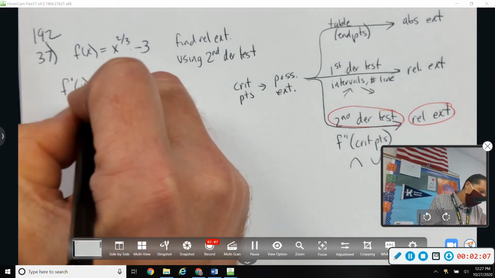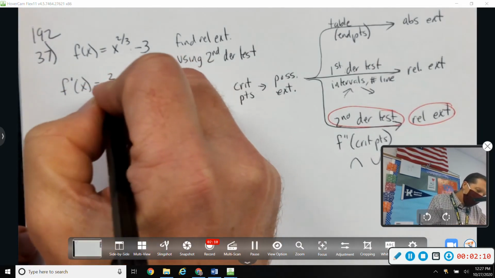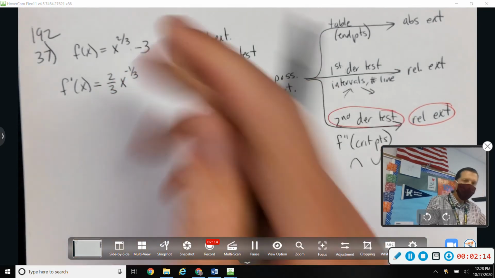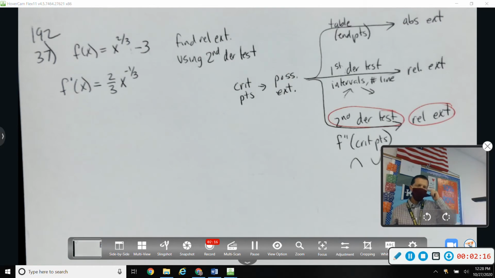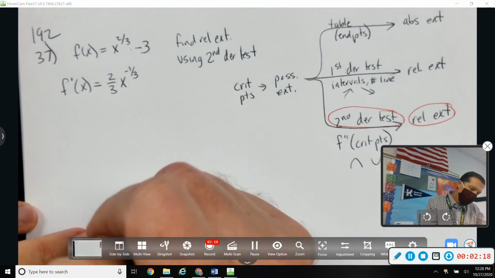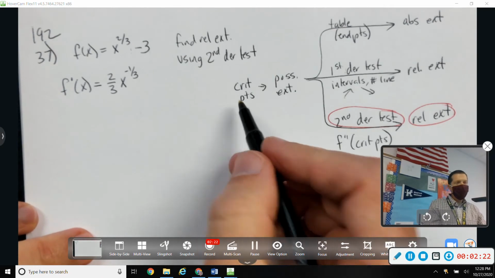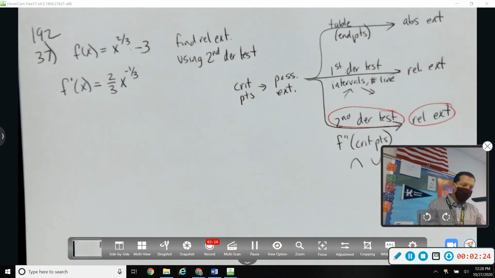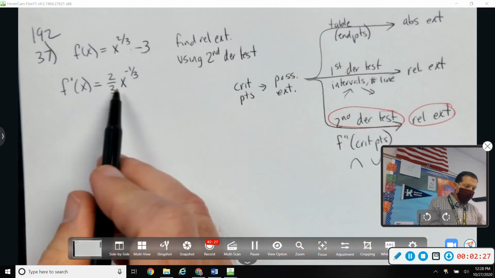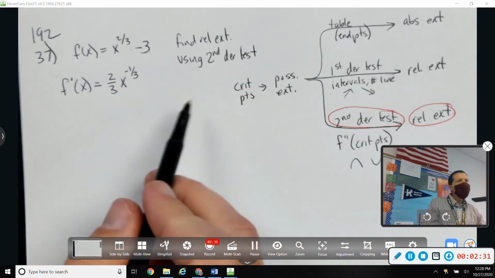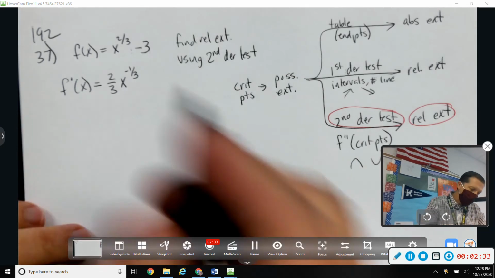First derivative, 2/3 x to the negative 1/3. The minus 3 goes away. I do need a second derivative, but I also need critical points. So I have to pause my thinking here for derivatives and set this thing equal to 0 to figure out what my critical points are. And then I'll find the second derivative and go from there.